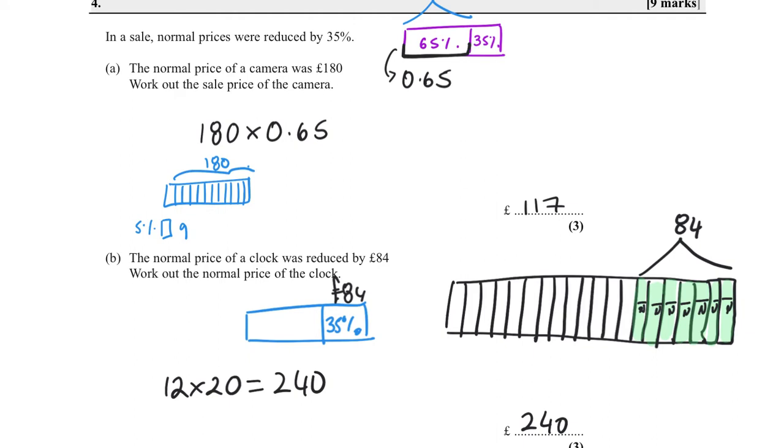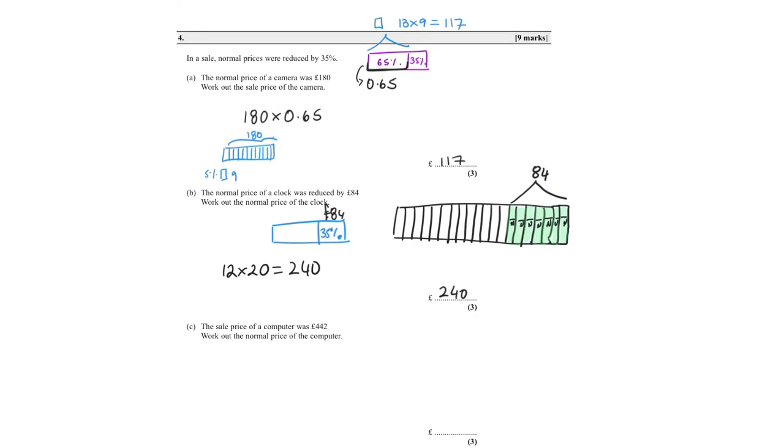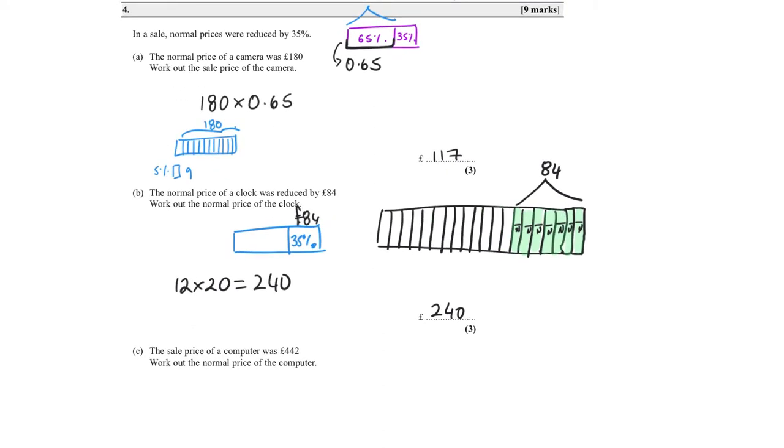So remember, the first one is normal percentage. This one is like part percentage. It's saying 84 is equal to 35%. Now the next one is similar again in terms of a reverse percentage, where it says the sale price of a computer. Well, sale price is what? The 65%, isn't it? So we're now saying 65% is 442.